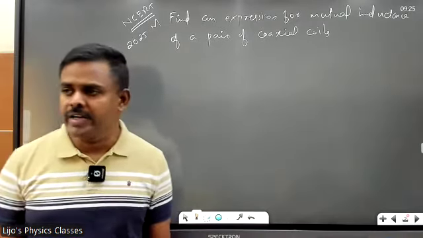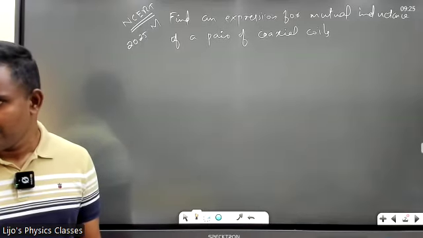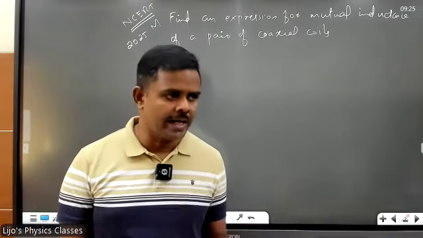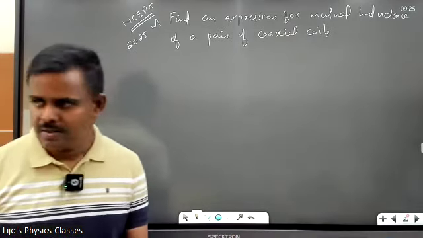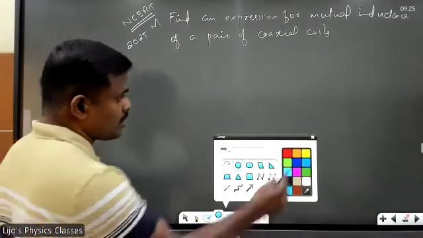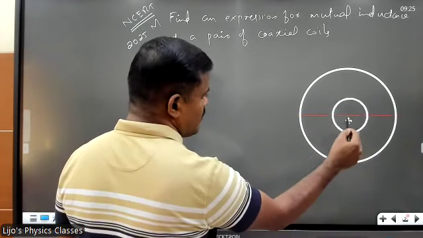Coaxial solenoid we did yesterday. This is coaxial coils. You can use the notations primary and secondary, but I'm using 1 and 2 as per the textbook. So just draw the figure. We have a small coil right inside a big one.